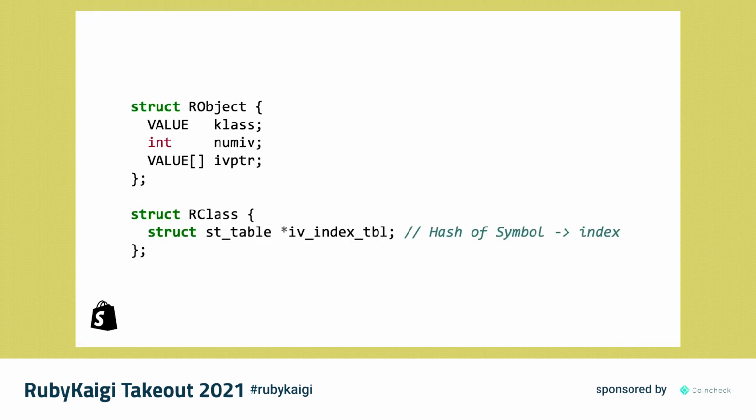MRI, or CRuby, is a standard implementation of Ruby implemented in C. Let's look at MRI's data structures first. In objects, we have a reference to the class, a number of instance variables in the object, and then a reference to an array of values of instance variables. In classes, we have a hash of instance variable names as symbols to their index in the objects, so the index in ivptr.